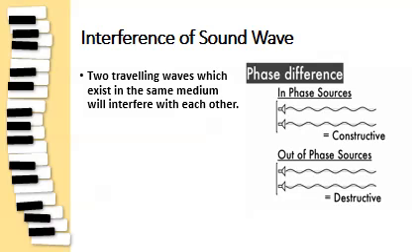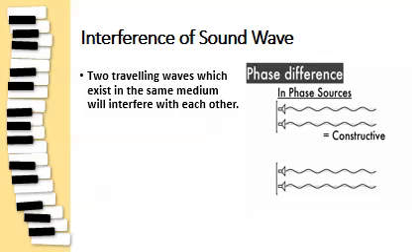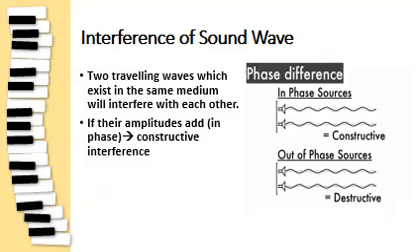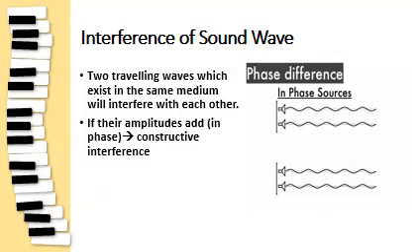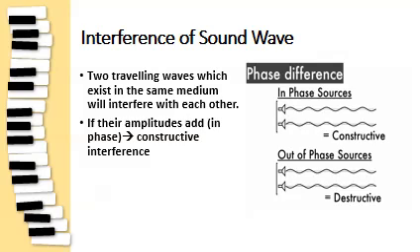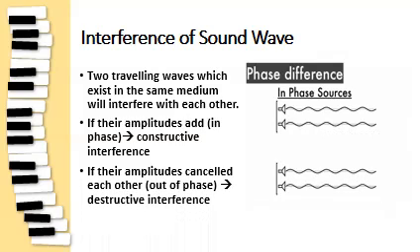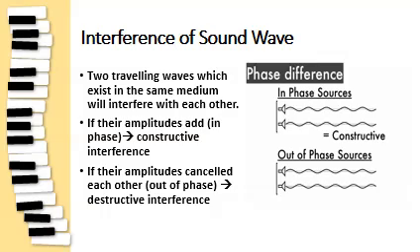Two traveling waves which exist in the same medium will interfere with each other. If their amplitudes add up, or are in phase, it will produce constructive interference. If their amplitudes cancel each other out, or are out of phase, it will produce destructive interference.